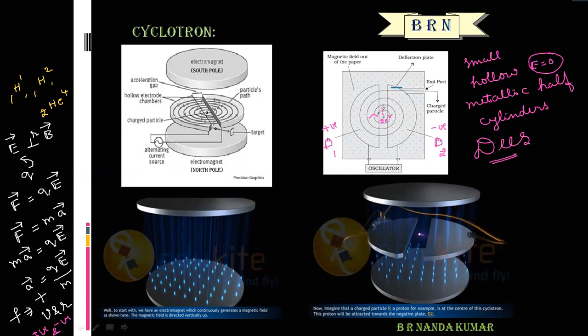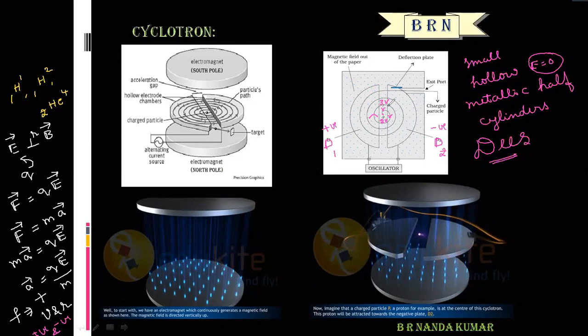If a charged particle enters this gap, the perpendicular magnetic field does not change the speed of the charged particle, it will change only the direction. Once the charged particle enters the gap, the electric field again accelerates it. So across this gap, its speed becomes 3v. Up to here, the speed is 2v.